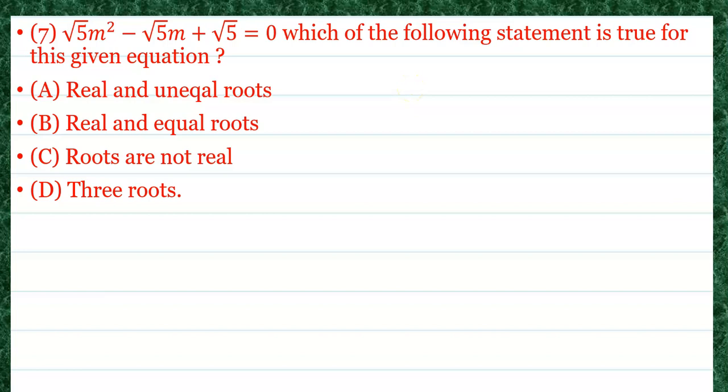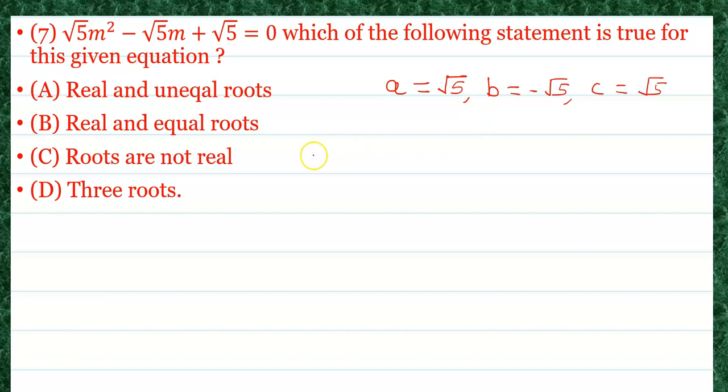Here we are considering the roots, आपण रूटच्या बाबतीत विचार करत आहोत इथे, and therefore we will require here the discriminant. The value of A means what? The coefficient of m square. A is root 5. B is equals to minus root 5, and C is equals to also root of 5.